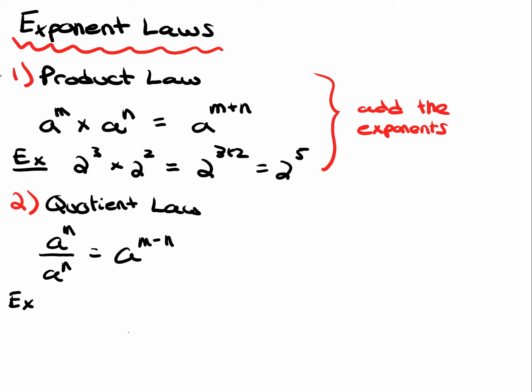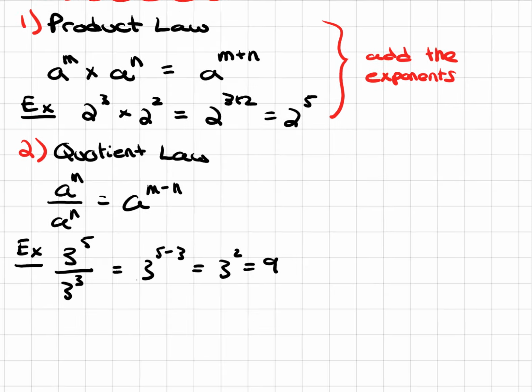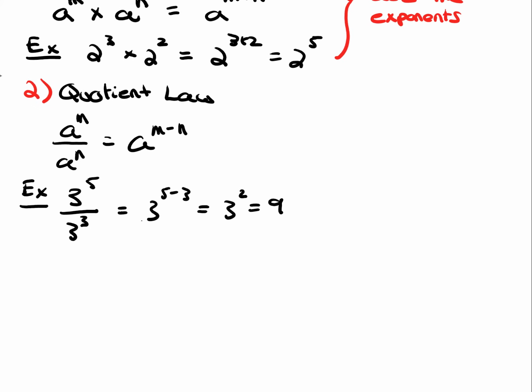If we were to have an example of this, we could say that we have 3 to the power of 5. Oops, that doesn't really look like a 5, sorry. 3 to the power of 5 divided by 3 to the power of 3. This is equivalent to 3 to the power of 5 minus 3, which is equal to 3 to the power of 2, which we can evaluate to be 9. This can also be expressed as 3 to the 5 divided by 3 to the 3. We would evaluate this in the same process to get 9, which just can be expressed in another way.